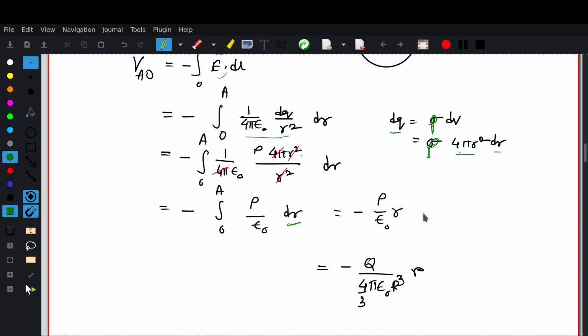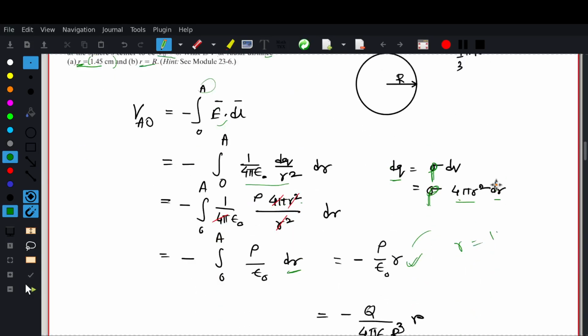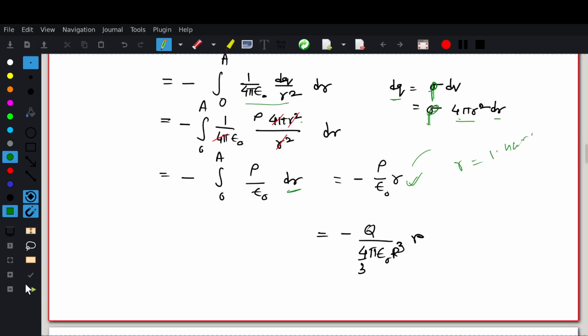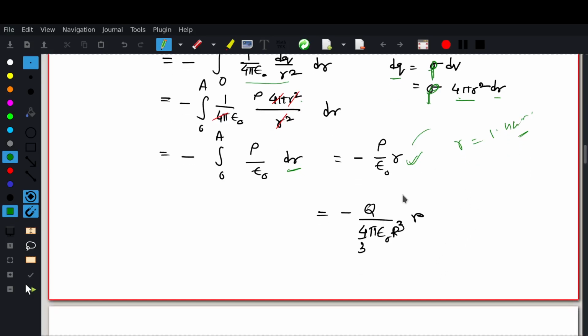And at the end of the day, we will have to do this integration on dr. Integration of dr will just give us r, right? So you can plug in r equal to 1.45 centimeter, and you can obtain the number. What I have done here is plug in the original q. So what is the relation between rho and q? Rho is the uniform charge density, right? So we divide the whole q by the volume, 4 by 3 pi R cube. I have just plugged in that formula, and kept it like that.